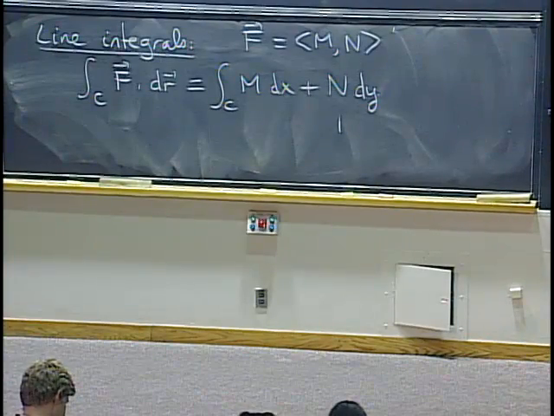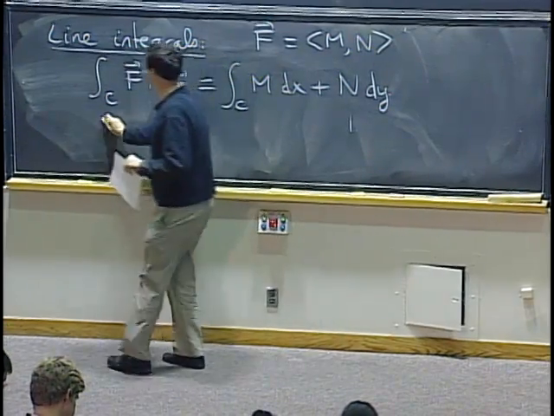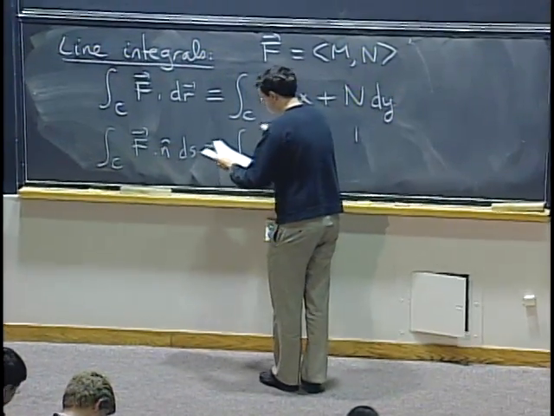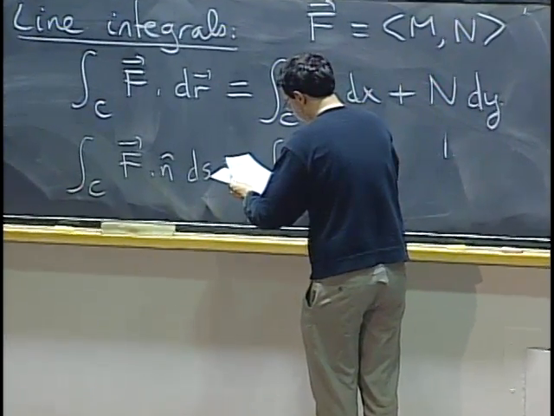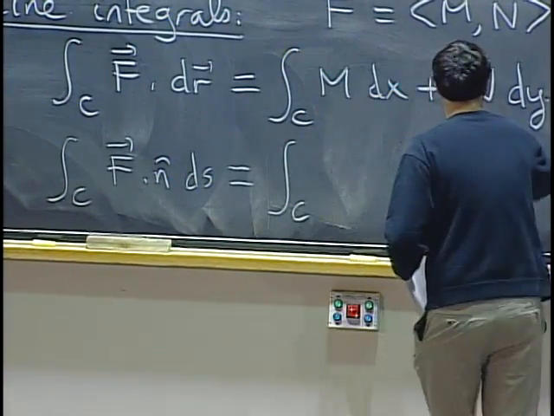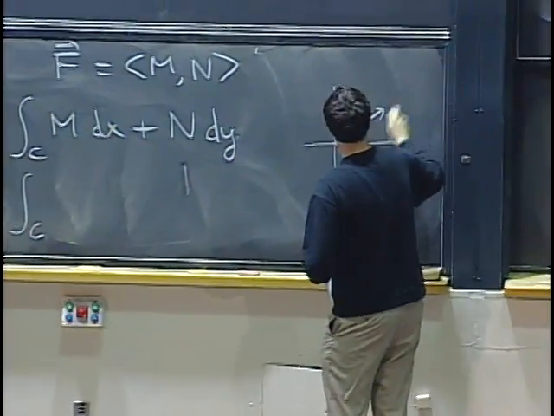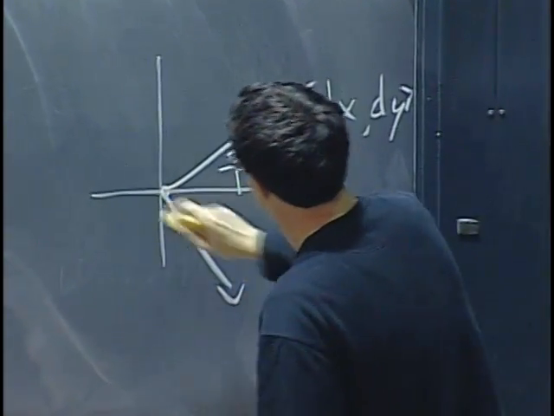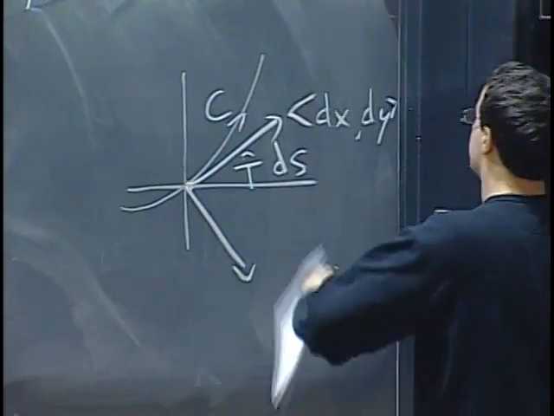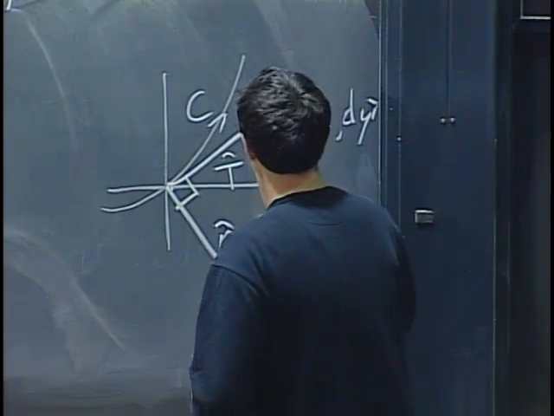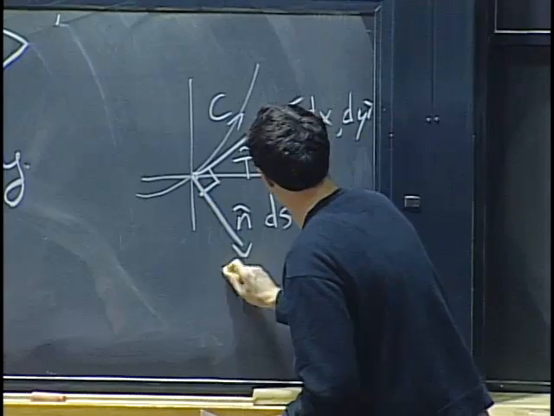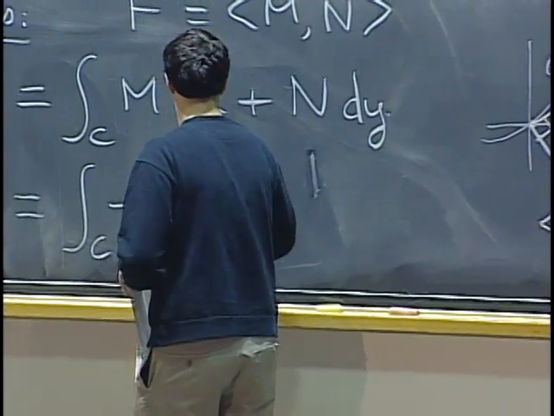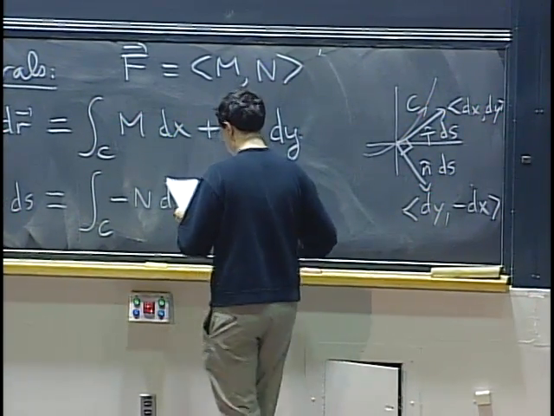We've also seen the line integral for flux. So the line integral of F dot n ds becomes the integral along C of, just to make sure that I give it to you correctly, remember that T ds is (dx, dy), and the normal vector n ds goes clockwise, perpendicular to the curve. So it's going to be (dy, negative dx). So you will be integrating negative N dx plus M dy.